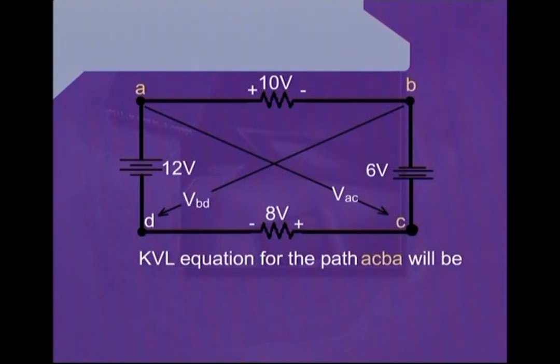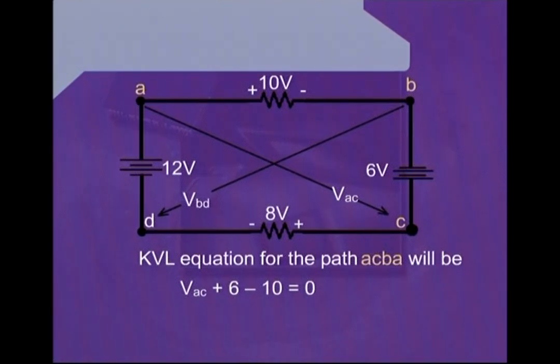Standing at the point A and looking towards the point C, we encounter VAC in between these 2 points. Therefore, we write VAC with a positive sign next to it. We go through this imaginative circuit element and reach the point C. Once we reach the point C, because in this case we have decided to follow the path A, C, B and A, we will be looking towards the point B.